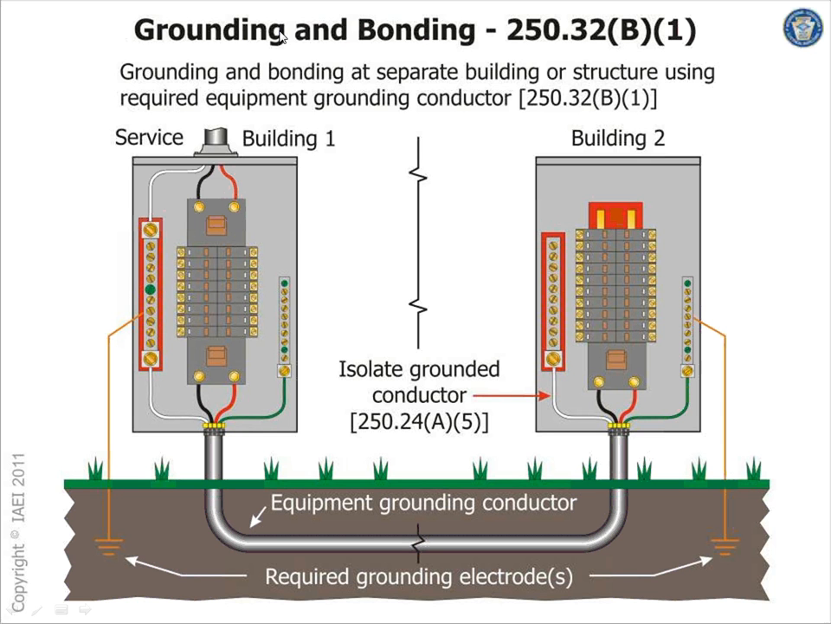This is just telling you grounding at the second building. You have to establish a grounding electrode conductor. Look at the isolation between the ground and the neutral versus here. They're tied together right here. The ground to the frame. Here's isolating the neutral. Here is not isolated because it's a sub panel.